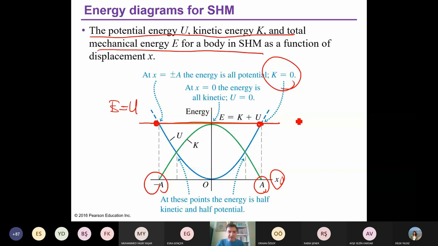Here the mechanical energy is only given by the elastic potential energy, and here the mechanical energy is only given by the kinetic energy. This green line shows the behavior of the kinetic energy as a function of the x position, and the blue one shows the behavior of elastic potential energy as a function of x, okay? So at these conditions, on the left side in the negative x direction and on the right side in the positive x direction, kinetic energy and potential energy are equal to each other. Do you have any question?